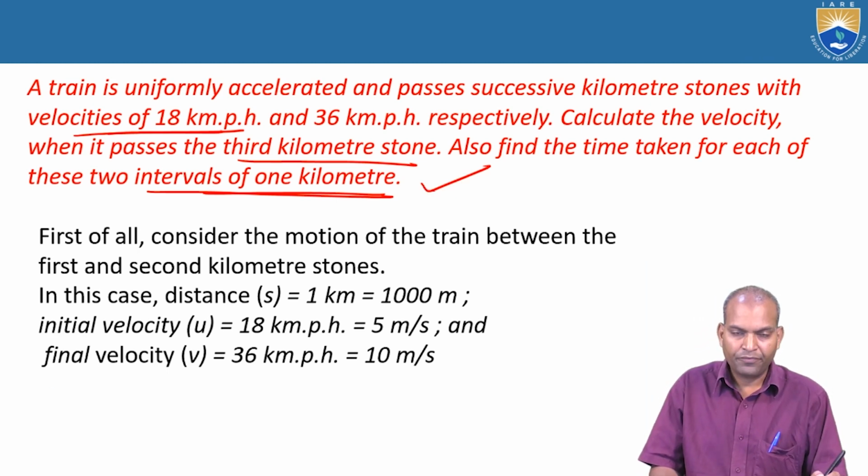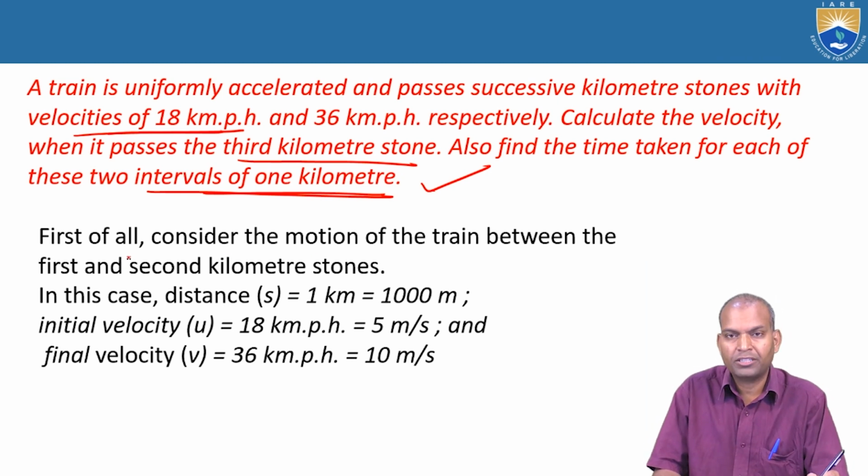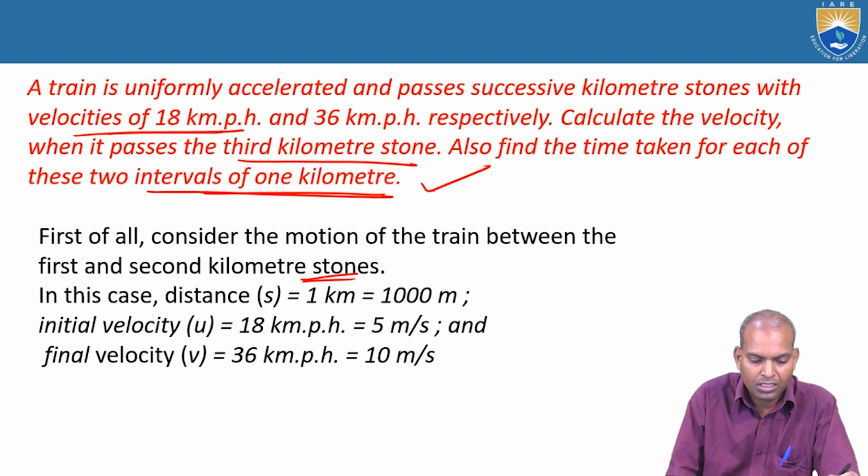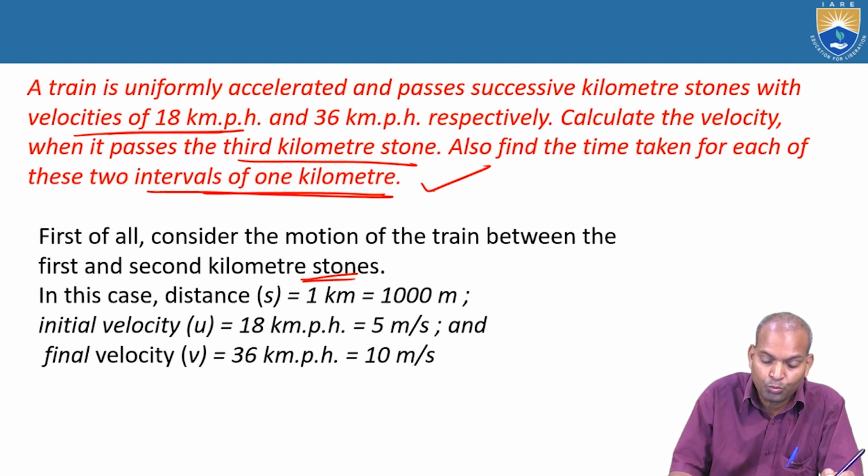Okay, now let us begin. First of all, consider the motion of the train between the first and second kilometer stone. There are three stones: first kilometer, second kilometer, and third. We need the velocity at which the train passes the third kilometer stone, which we have to calculate.